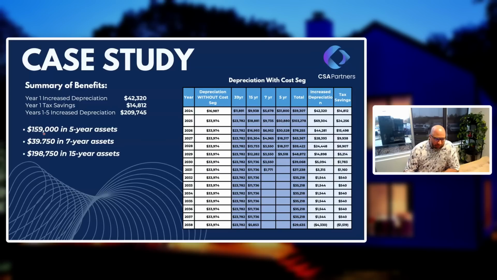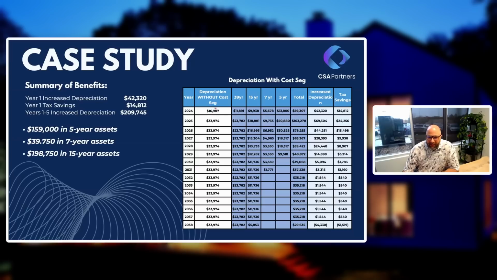We identified the $159,000 worth of 5-year assets, the $39,000 worth of 7-year assets, and $198,000 worth of 15-year assets. And now we're depreciating this $159,000 over 5 years, our $39,000 over 7 years, and $198,000 over 15 years. And that's what you see here. Now, when we do that, we are able to front load or take a much bigger deduction in these early years. So this is our new depreciation amount over here.